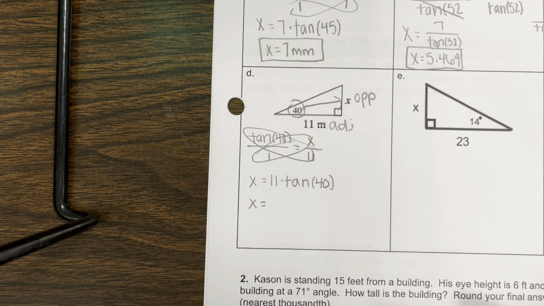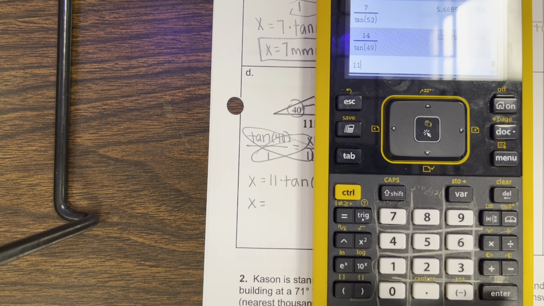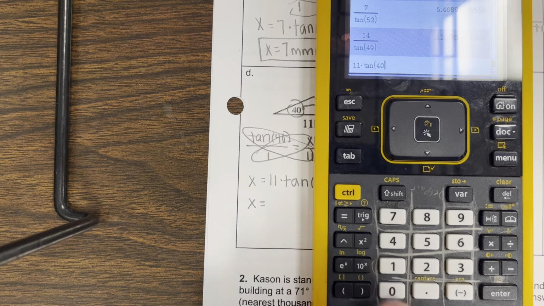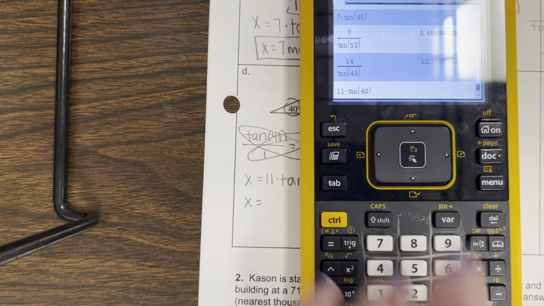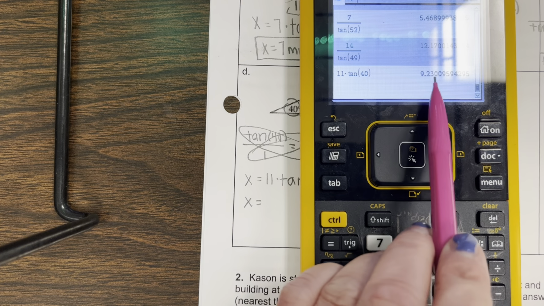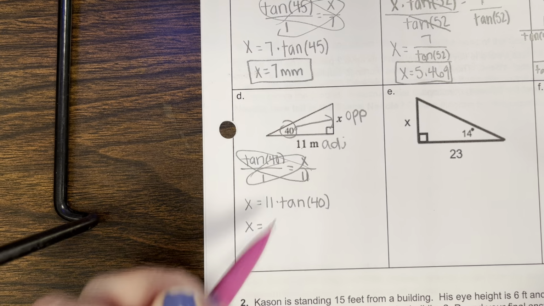So I'm going to throw that in the calculator. So 11 times tangent of 40. Sorry, it's a little glary. And then we're going to get 9.2300. The 0 after that tells me the 0 stays the same. So 9.230.